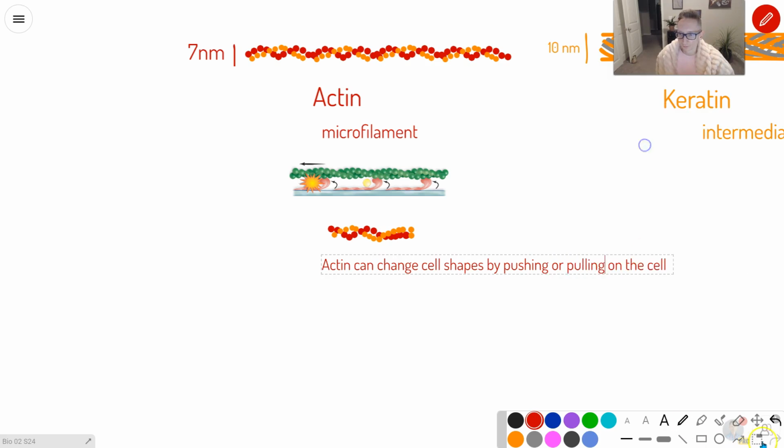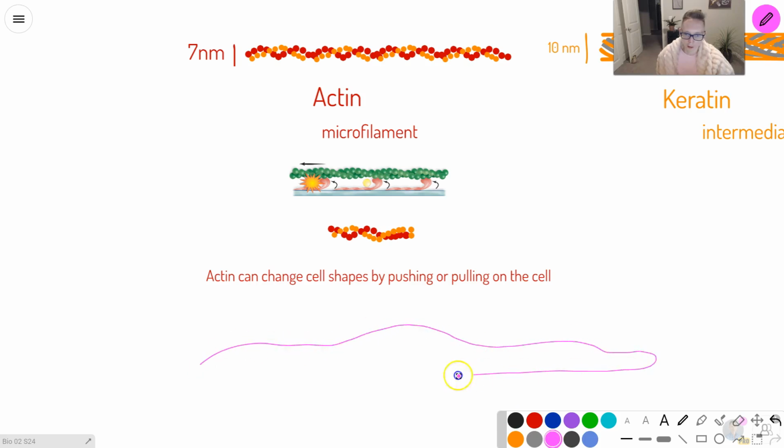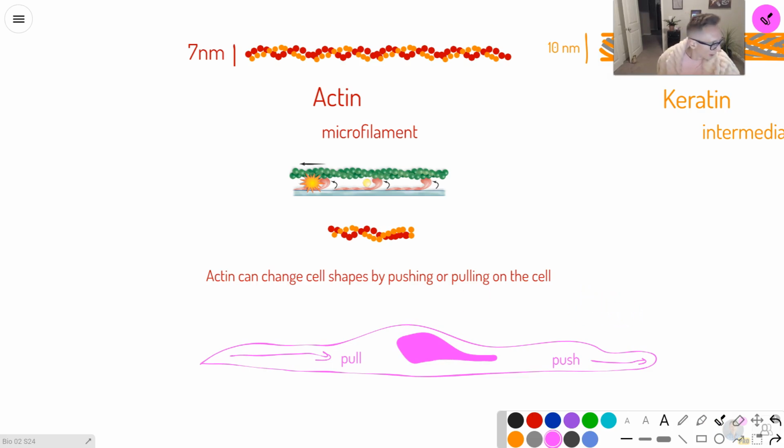Pretty cool. And this is actually how a cell crawls. So when a cell is crawling across the ground like this, it's actually pushing out here with its actin and pulling here with its actin. So it'll push out there and it will pull its butt. And of course, it will have a nucleus. This is how cells crawl. Pretty nifty through the actin cytoskeleton. This is how they divide, all that stuff.